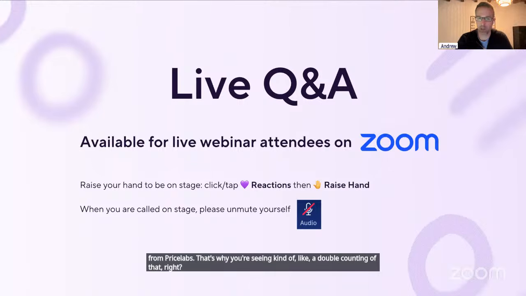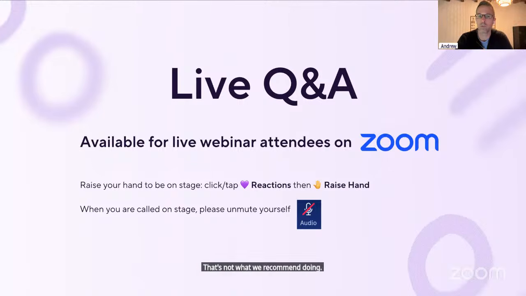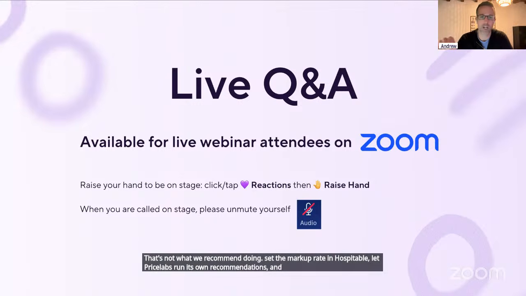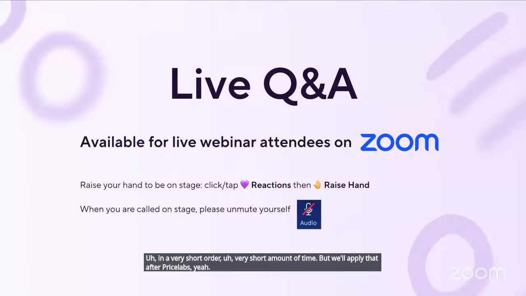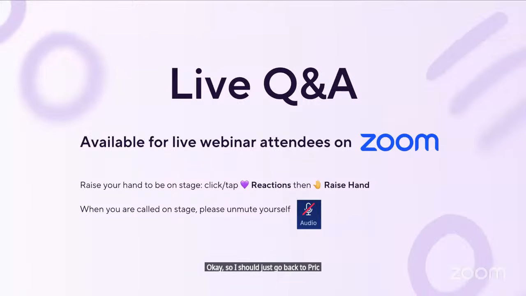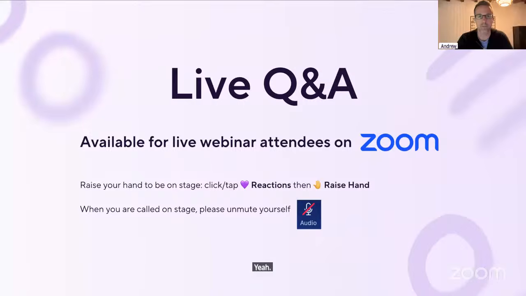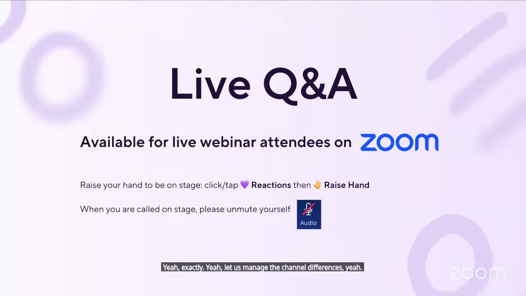That's not what we recommend doing. Set the markup rate in Hospitable, let Price Labs run its own recommendations, and it will adjust to the markup rate you have in Hospitable in a very short amount of time. But we'll apply that after Price Labs. So I should just go back to Price Labs and put my base price back the way it was? Exactly. Let us manage the channel differences. Okay, perfect. Thank you.